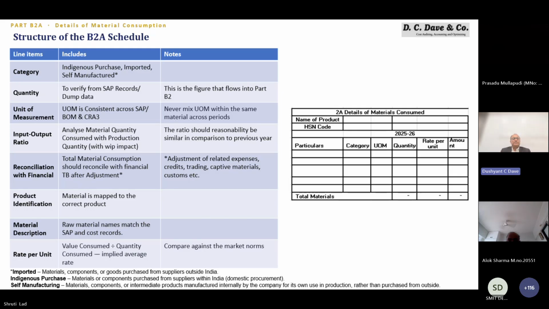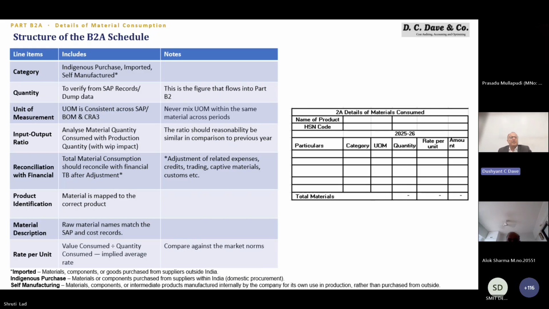And similarly, let's look at the average rate per unit, which is there in the slide. You can see that. Compare this with the previous year, purchase trend and market prices. If market prices are stable, but the reported average rate increases sharply, then definitely you must investigate.